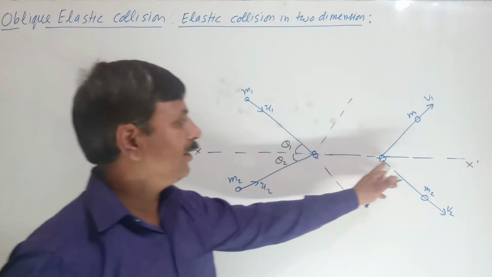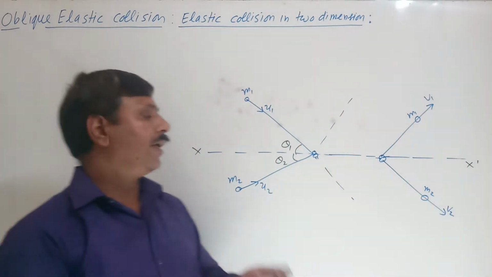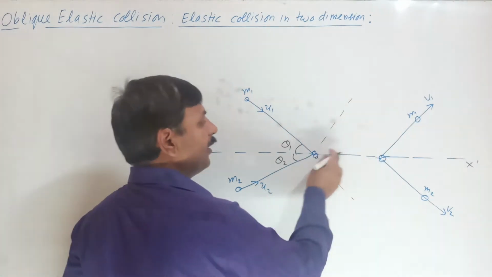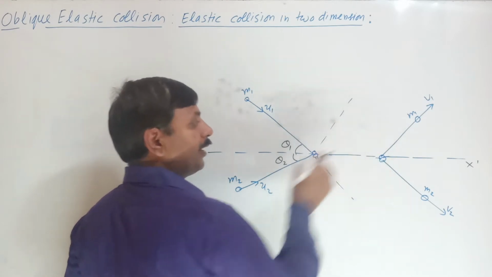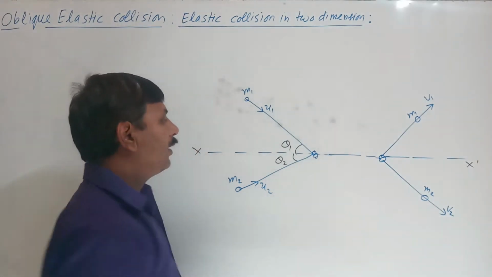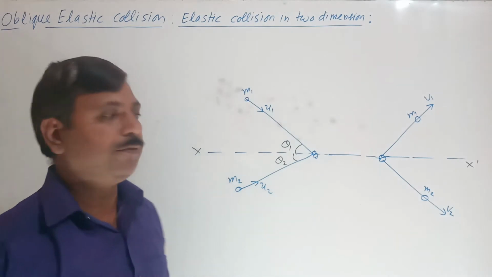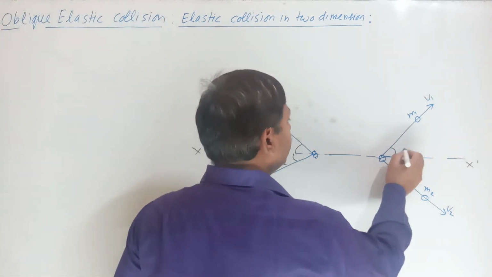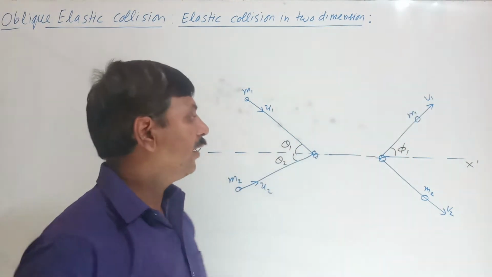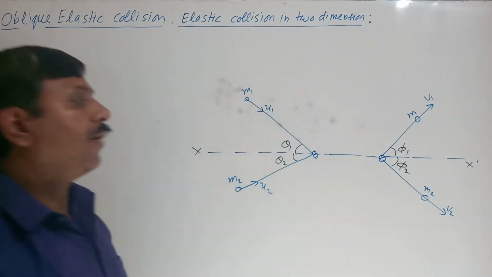But I have shown this from here because we can take components and see it easily. That's why I have taken it here. Only we have shown this in the figure, but actually they will separate from here. M1 has velocity v1, M2 has velocity v2. Suppose v1 makes angle phi 1 and v2 makes an angle phi 2.